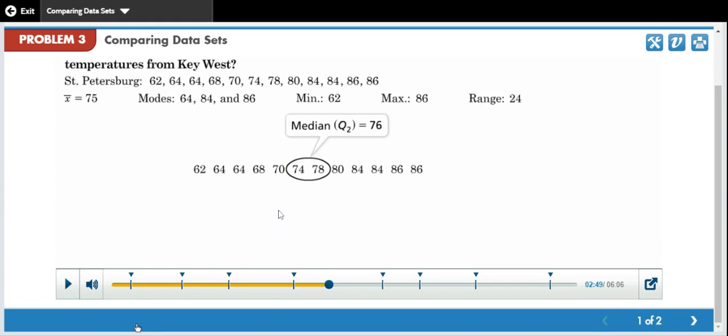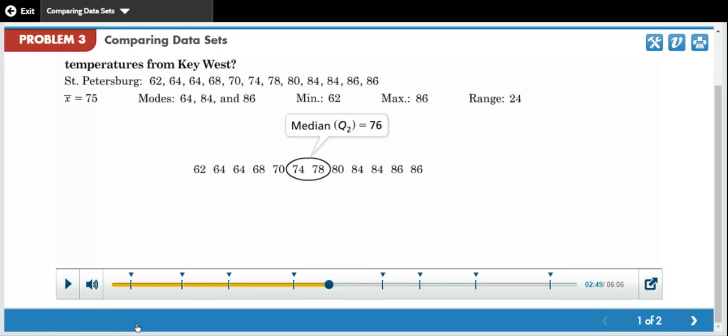Something else super important to note is the median will always divide your data set completely in half. Whatever is on the left-hand side of the median, however many data values are on the left-hand side of the median, must also be on the right-hand side of the median. So notice if I have 2 values as my median, I have 1, 2, 3, 4, 5 data values on the left, and 1, 2, 3, 4, 5 data values on the right. My median will always split my data set 50-50. It will never be uneven. If it is uneven, it would not be the true median.